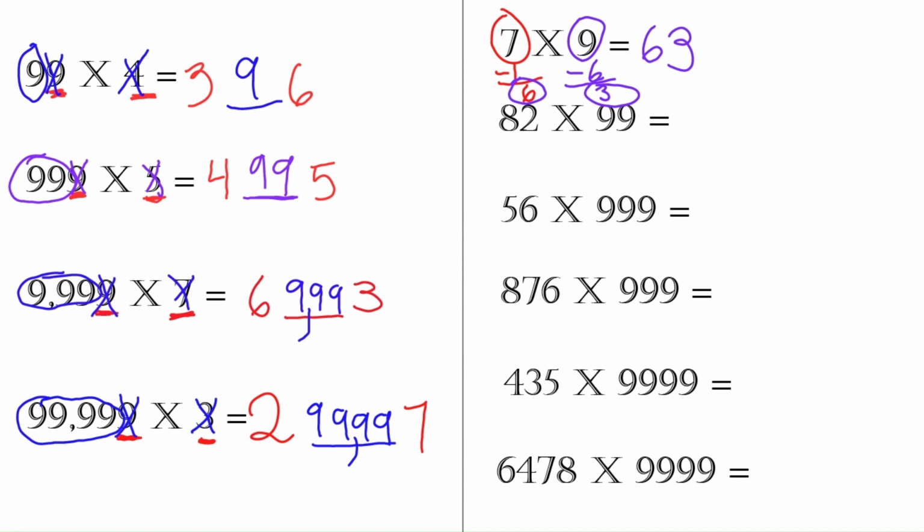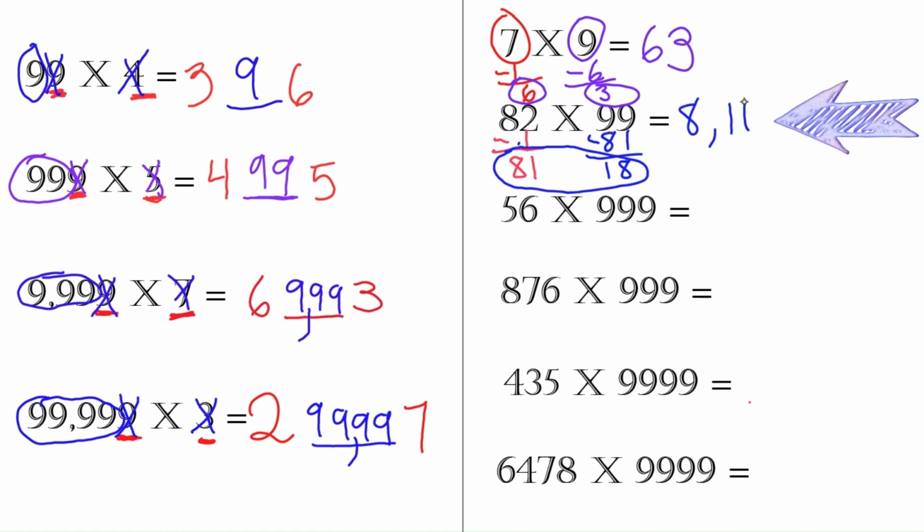Let's do 82 times 99. We minus the first number by 1. So 82 minus 1 is 81. Then we're going to minus 99 with 81. 99 minus 81 is 18. We combine these two numbers, so our answer is 8,118.